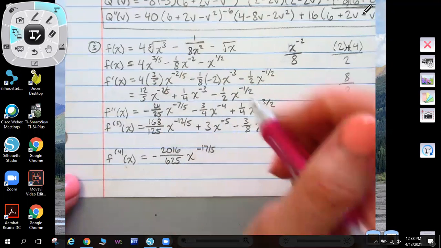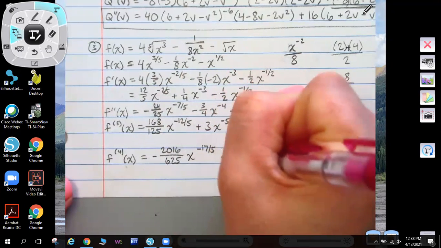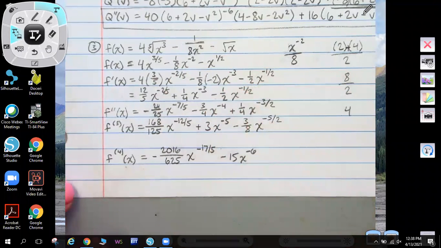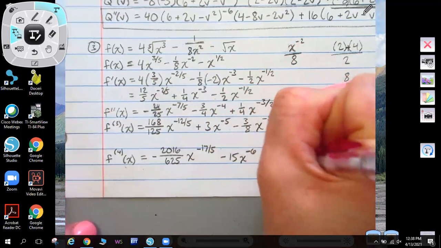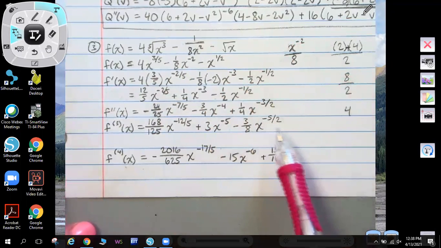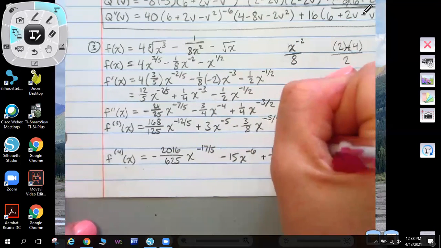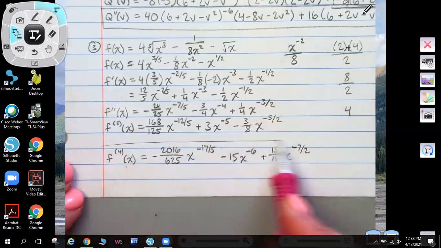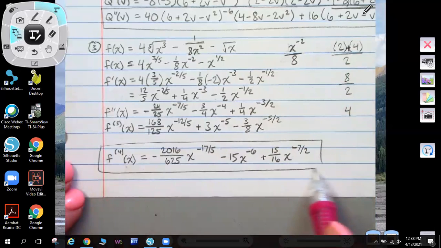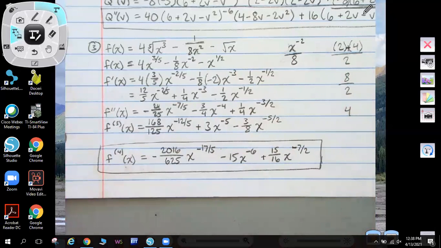-5 comes down and multiplies by 3 to get -15, x to the -6th. -5/2 multiplies by -3/8 to be a positive 15 over 16. And our new exponent is -5/2 minus 1, which is -7/2. There's our fourth derivative.